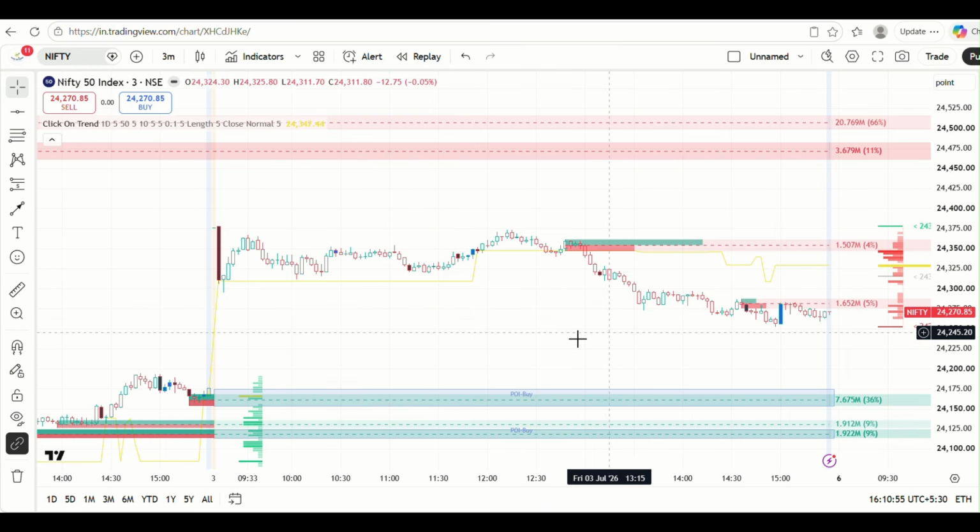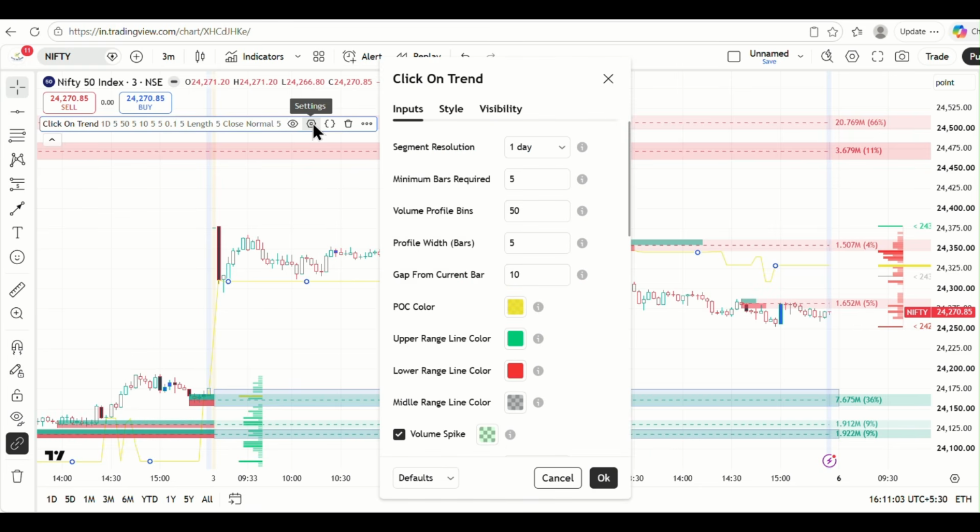Let's go ahead and understand the indicator first. As I said, this is the name of the indicator. Then go to the settings. So let me go to the settings. You can see here you will find weekly, monthly, and daily. But as this indicator is in the development stage, I recommend you use just one day for intraday study.